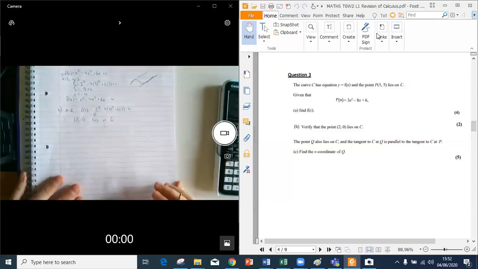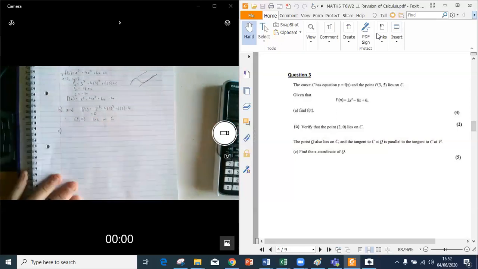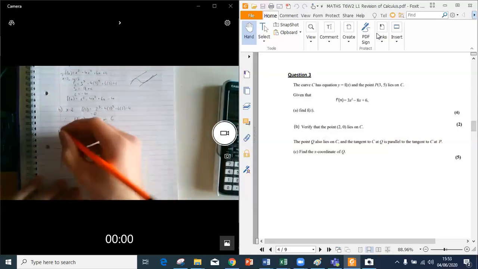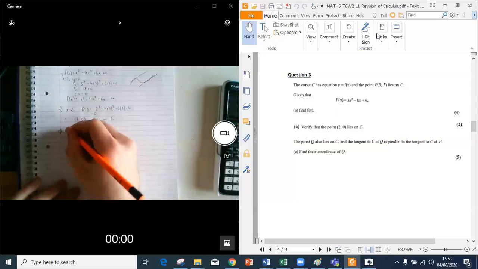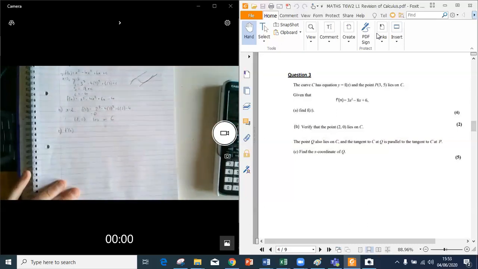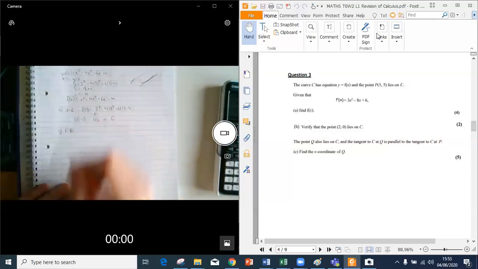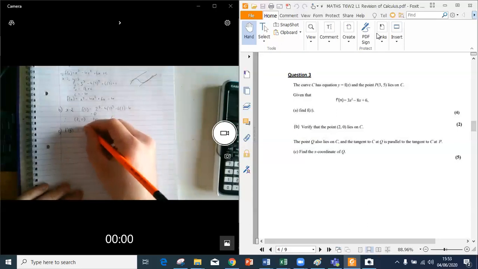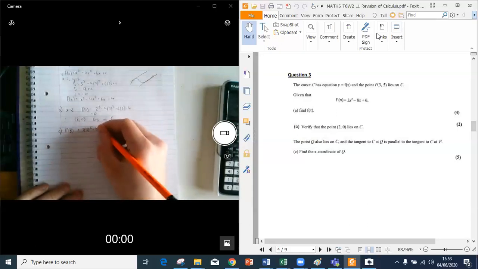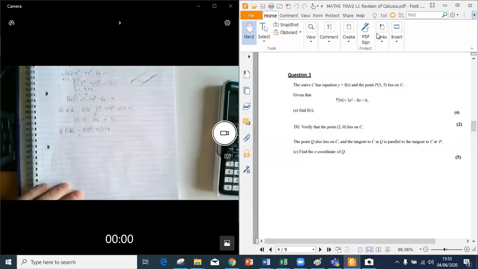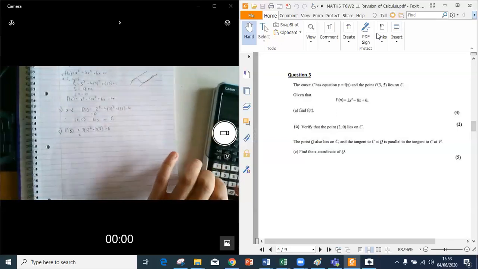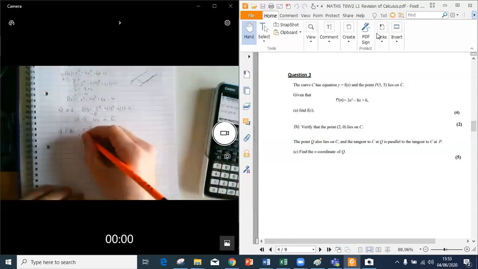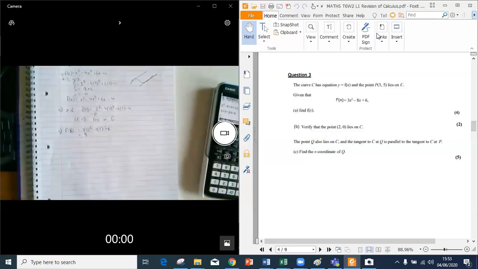So the first thing I need to work out is what's the gradient at Q. So to get the gradient, I'm going to use dy by dx, or f dash of x, and I'm going to sub in the point of Q, which is 3. So I'm going to do f dash of 3, so that's 3 times 3 squared, take away 8 times 3 plus 6, so that gives me 3 times 9, take away 24 plus 6, gives me 9. So I know the gradient should be 9.